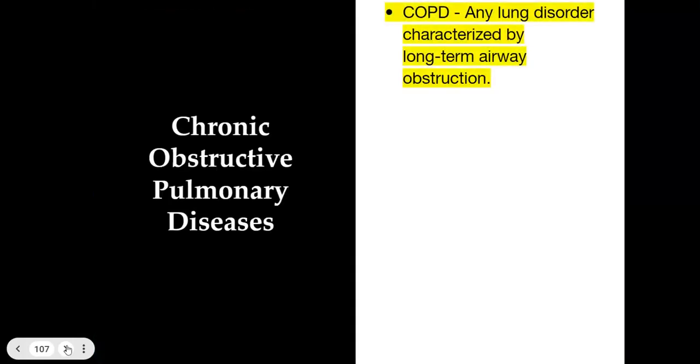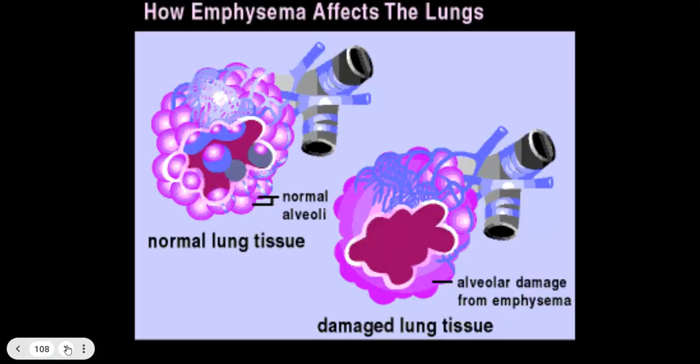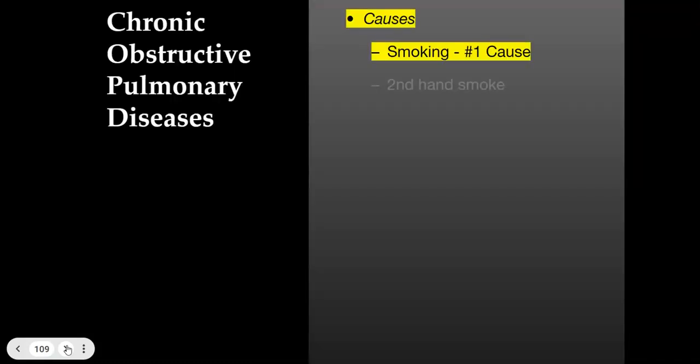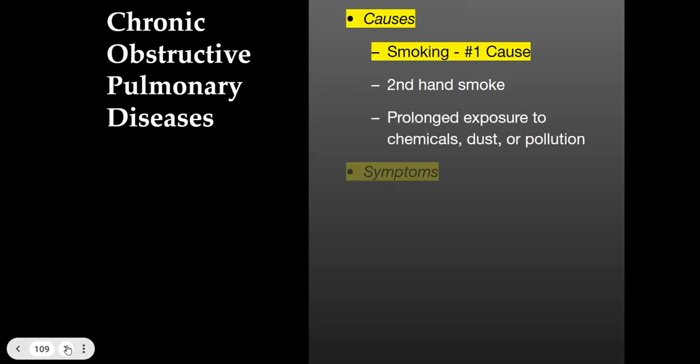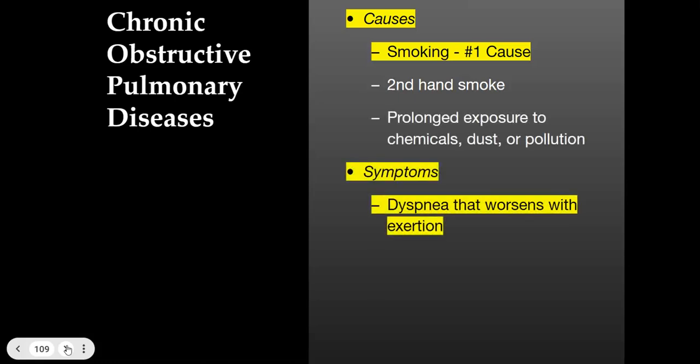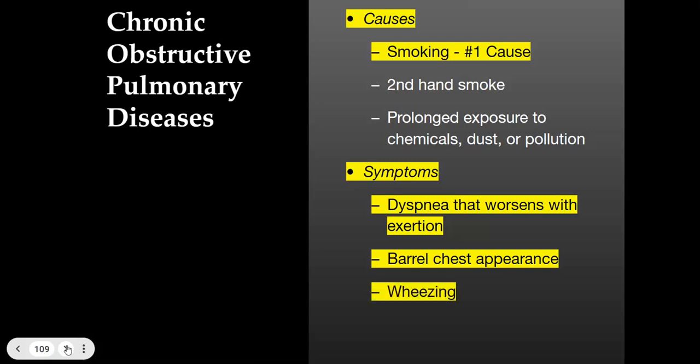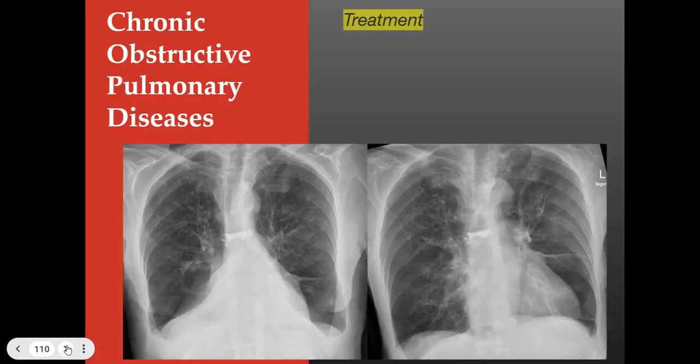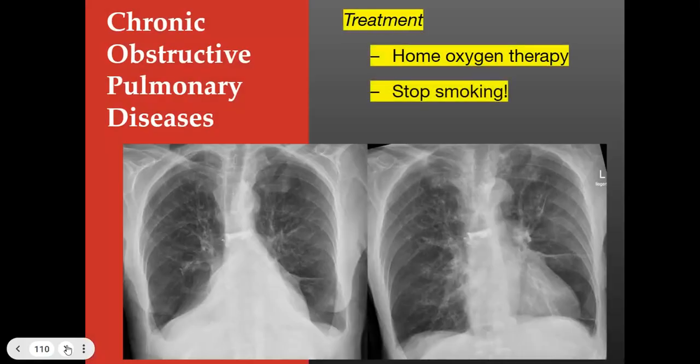For COPD, you're going to want to know the definition: any lung disease characterized by long-term airway obstruction. Most importantly for COPD, smoking is the number one cause. And the symptoms are dyspnea that worsens with exertion. Remember, dyspnea is difficulty breathing, a barrel chest appearance, and also wheezing. Our treatment here is home oxygen therapy and stopping smoking.